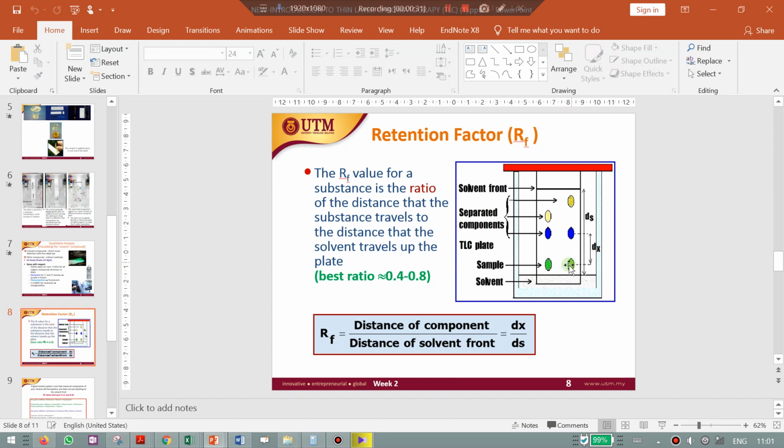Alright. Starting from here is not very accurate because why? Because maybe the next time you can put your solvent a little bit higher or a little bit lower. So it's not very good. So to have a very similar starting point, start from the starting line over here lah, where you spot your sample.